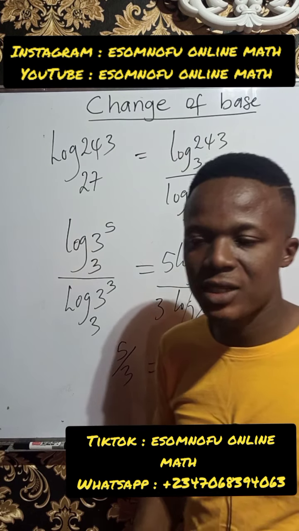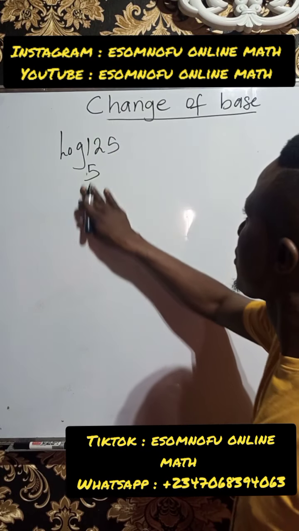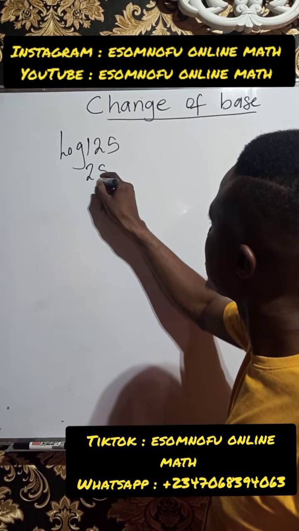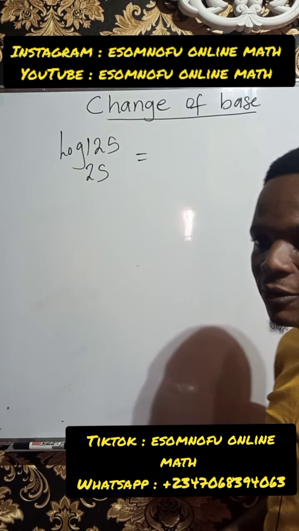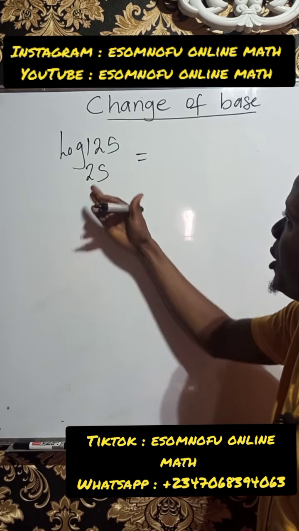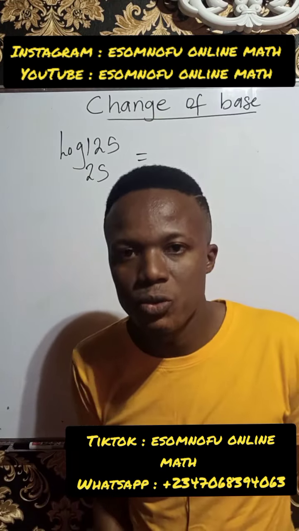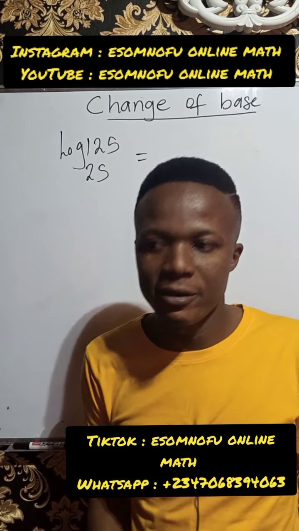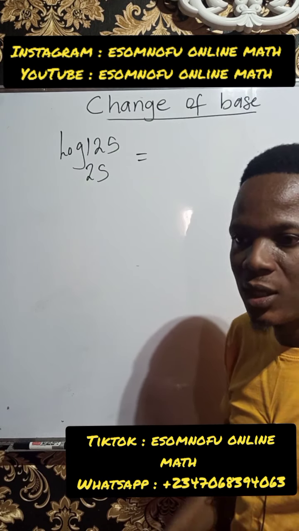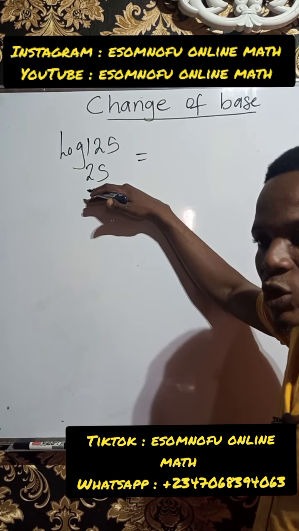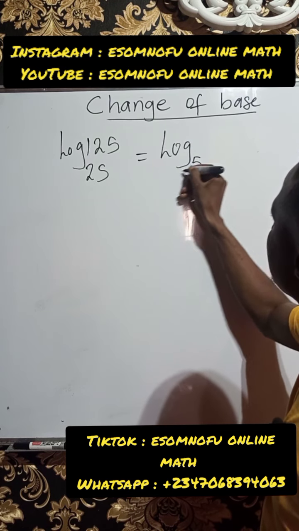Let's take another question and change the base. Okay, we have log 125 base 25. There is no power you're going to raise 25 to get 125. If I say 25 power 2, it's going to give me 625. Therefore, this cannot work unless we change the base. The commonest factor of 125 and 25 is 5. So I will change the base to base 5.